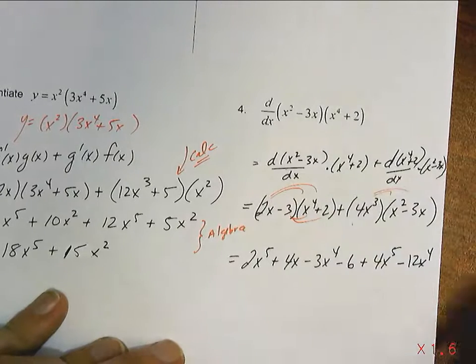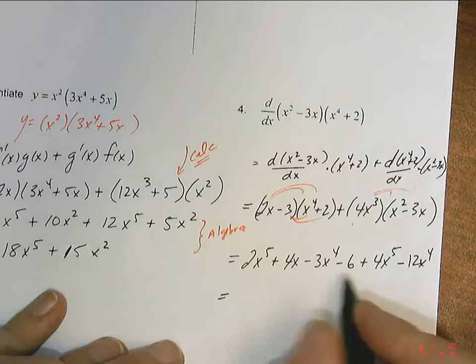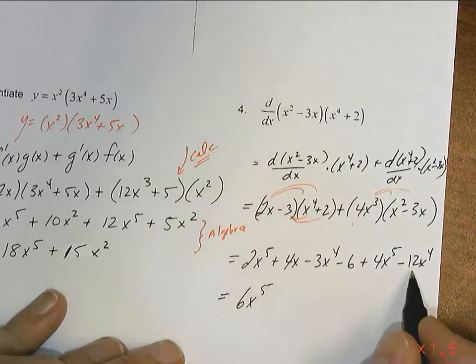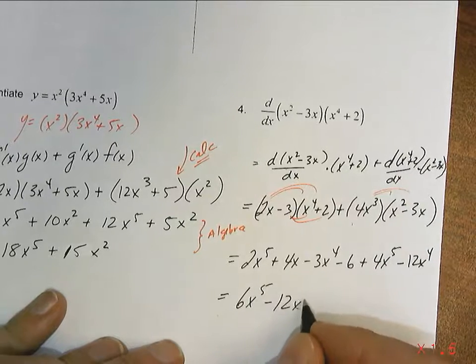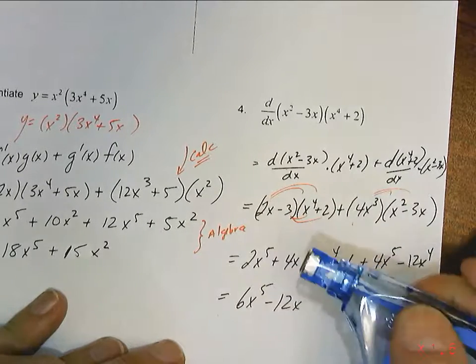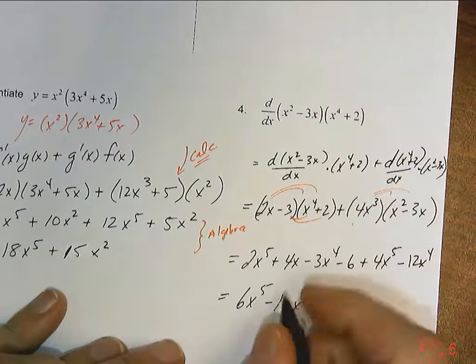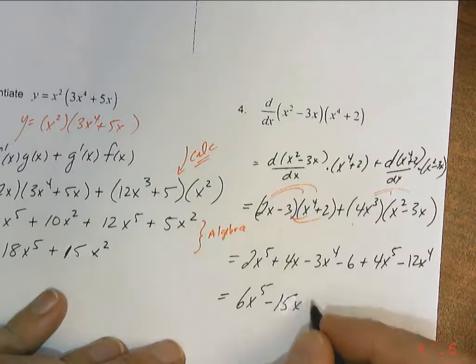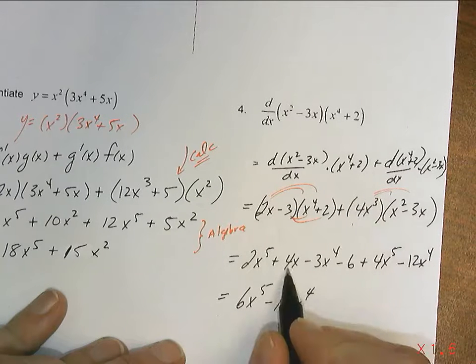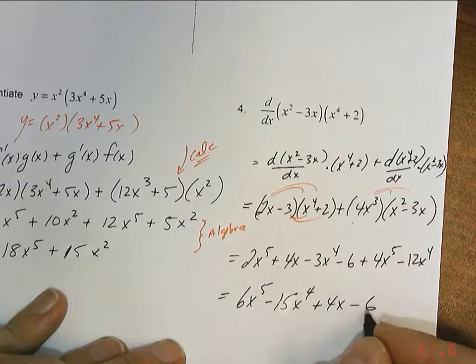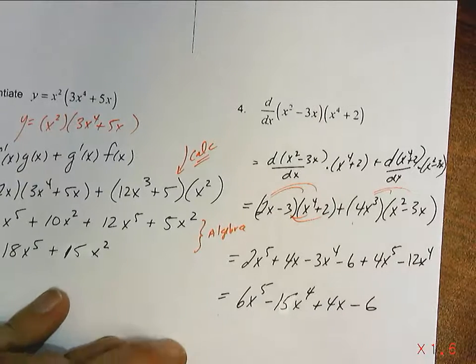Okay, let's collect like terms. So I've got 2x to the 5 and 4x to the 5. That'll be 6x to the 5. I've got negative 12x to the 4. Oh, and I got a negative 3. So the 12 and the negative 3 is going to give me negative 15x to the 4. And then I've got 4x, no other x's. And then I've got minus 6. And that would be my final answer.